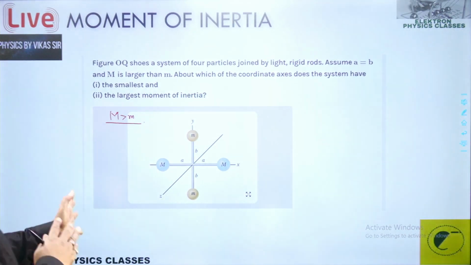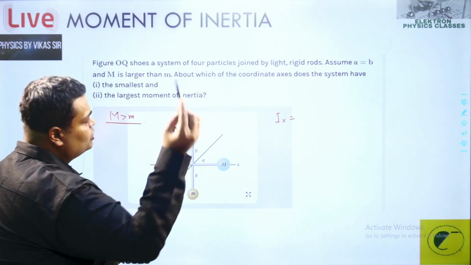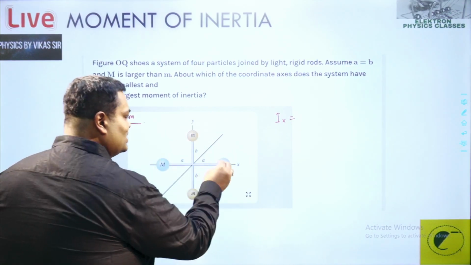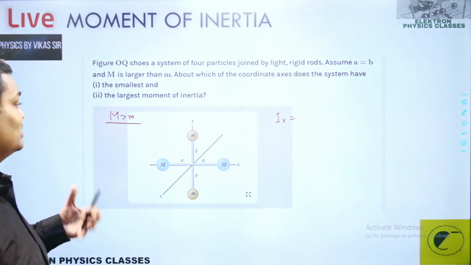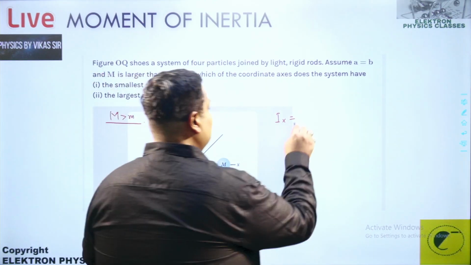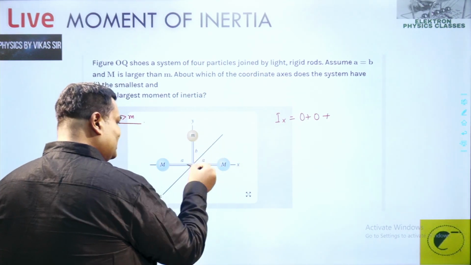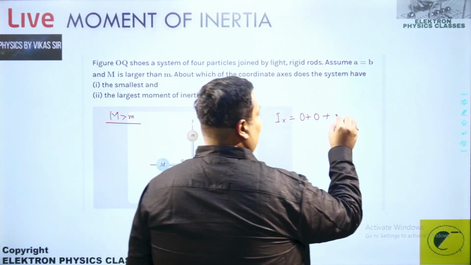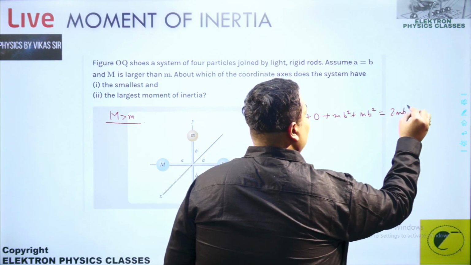So let's calculate one by one. Let's calculate for the X axis. This one goes off because it lies on the X axis, so perpendicular distance becomes 0. This also goes off, in the sense its freedom is lost, and the moment of inertia becomes 0 because it is lying on the axis. So that's 0 plus 0 and plus, this one is having this much perpendicular distance. How much? B. And this much, same perpendicular distance, B. So that's plus mb square and plus mb square. That becomes twice of mb square.